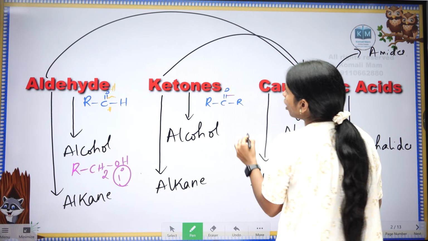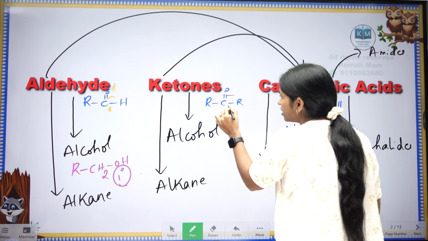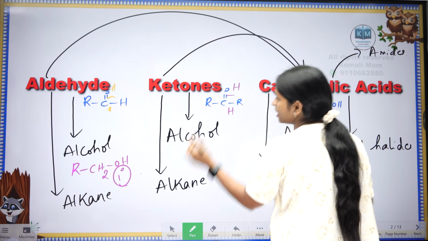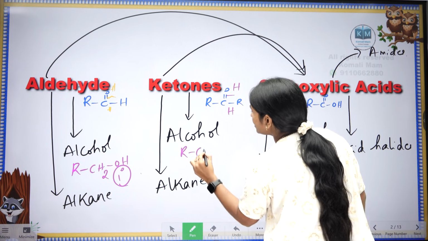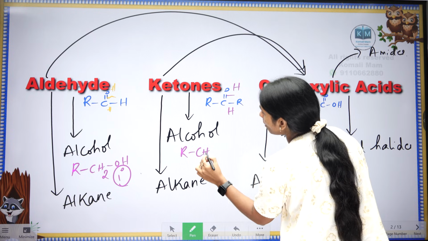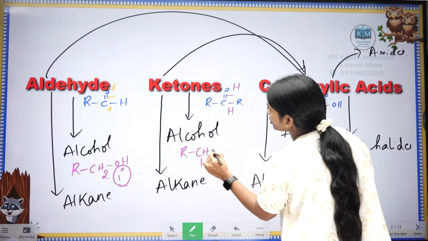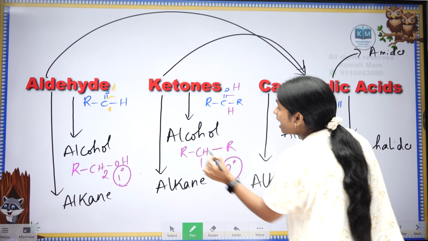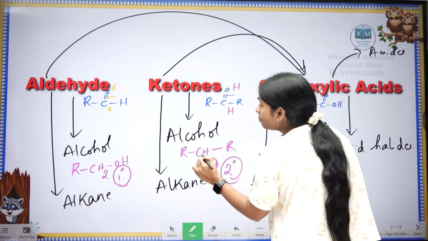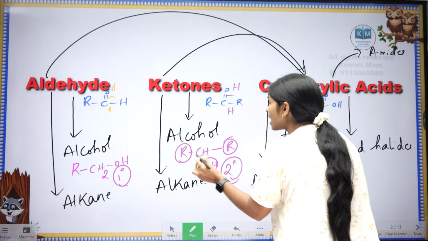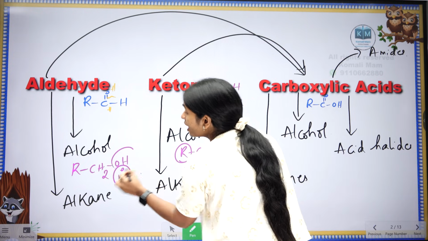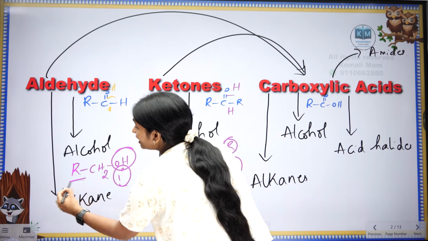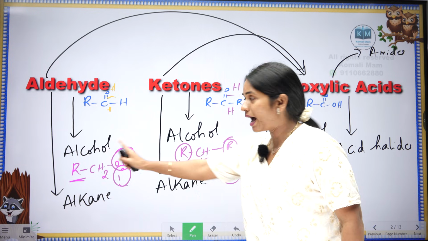And for the ketone, break this bond, do reduction. Means 1 H here, 1 H here. R, C, H, and here OH is there, and R. This is which alcohol? Secondary alcohol. Why? The OH connected carbon is connected with 2 other carbons. That's why it is secondary. The OH connected carbon that is connected with only 1 alkyl group is primary.